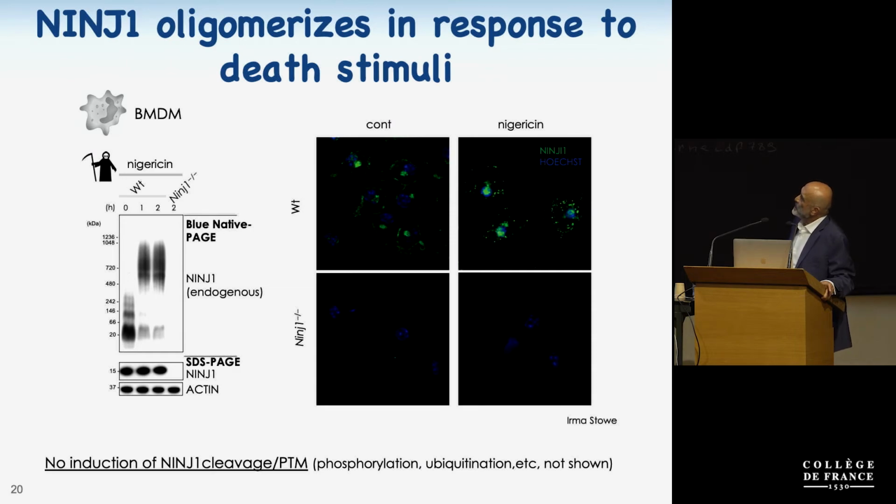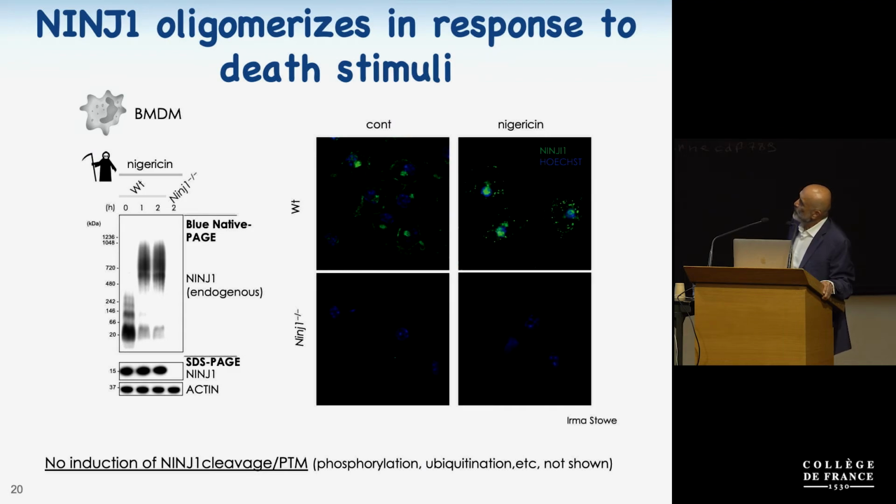And that coincides with the immunostaining, that the plasma membrane staining, after nigericin treatment, becomes this sort of starry sky, punctate staining in the plasma membrane, as if you're forming these large aggregates that don't happen in the knockout. So the question is, what is the stimulus that allows this to go to that?